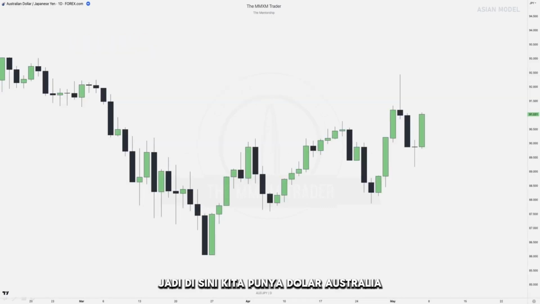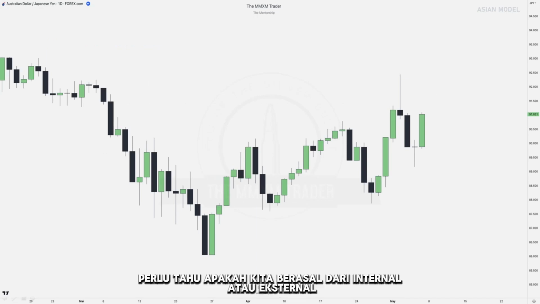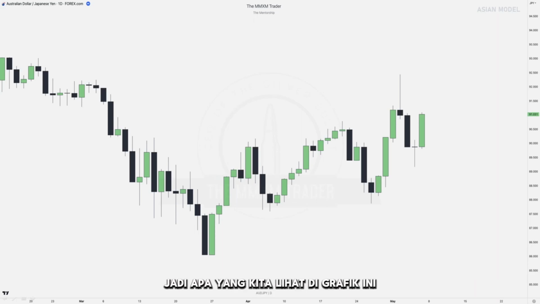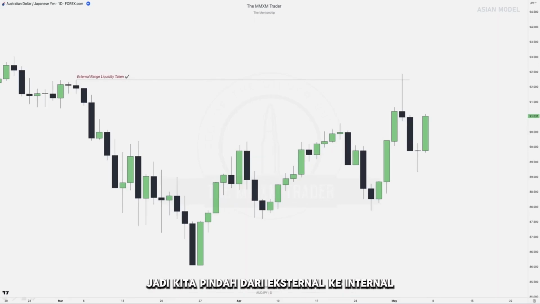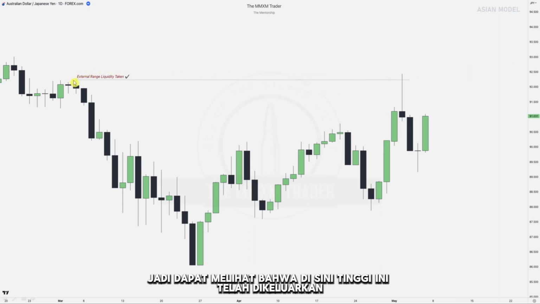So over here we've got the Australian dollar Japanese yen daily chart. We're still going to go over our higher time frame draw, right? We need to know if we're coming from internal or external. So what do we see on this chart? We've got that external range liquidity taken, right? So we move from external to internal and from internal to external. We can see that over here, this high has been taken out. So external range liquidity has been liquidated.